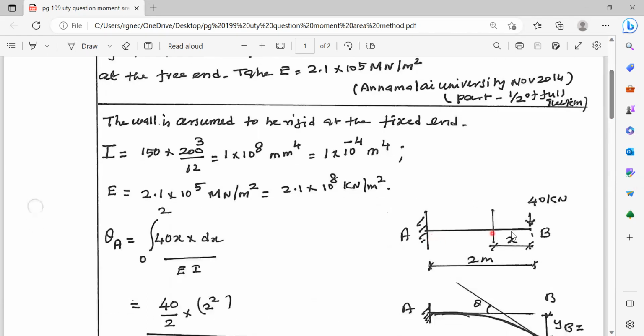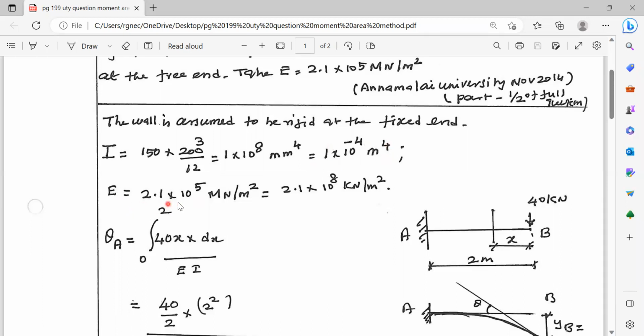Now, this is the cantilever beam. A is the fixed end, B is the free end. Cantilever length is 2 meters. We have to get the moment of inertia of the member, that is bd cube by 12. This we are getting in millimeter power 4, but the length is in meter. So we will convert this moment of inertia also into meter power 4 so that the units will be consistent.